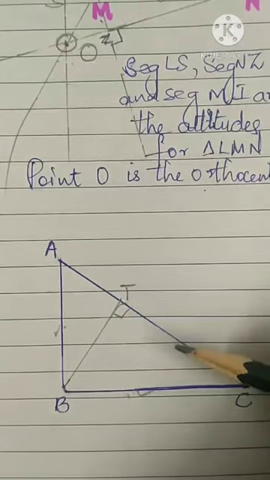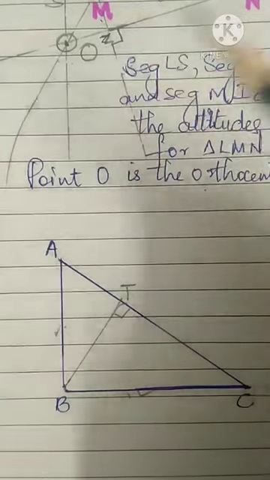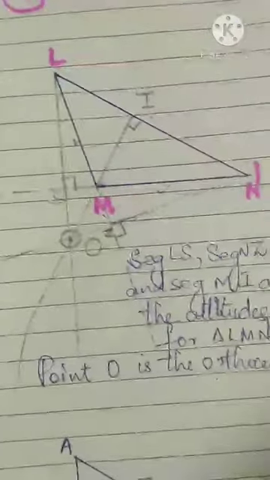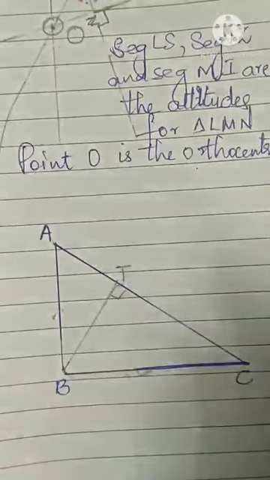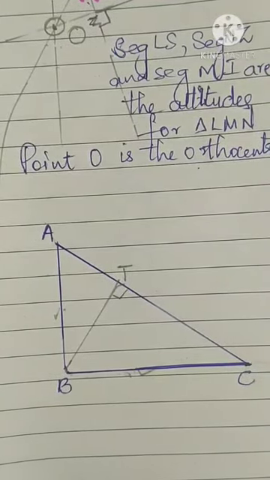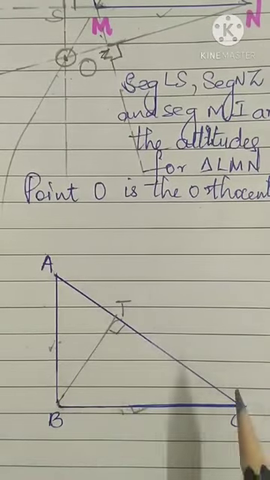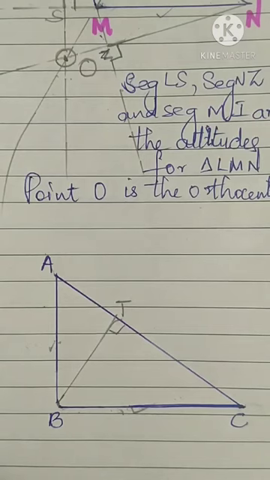So today we have learned how to draw altitudes for an acute angle triangle, obtuse angled triangle and right angled triangle. In the next class we will learn about median. Please draw the constructions along with me and we will meet in the next class with median. Thank you, students.